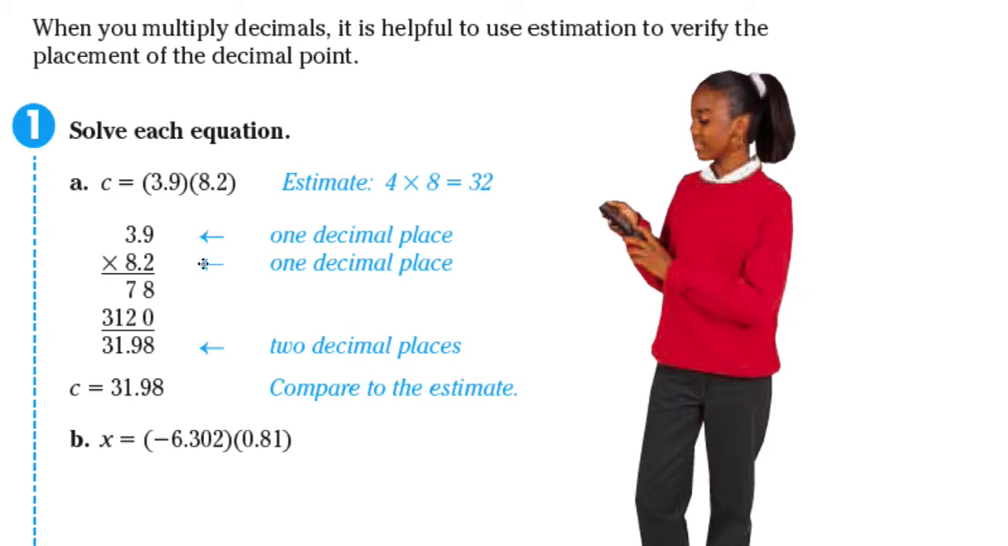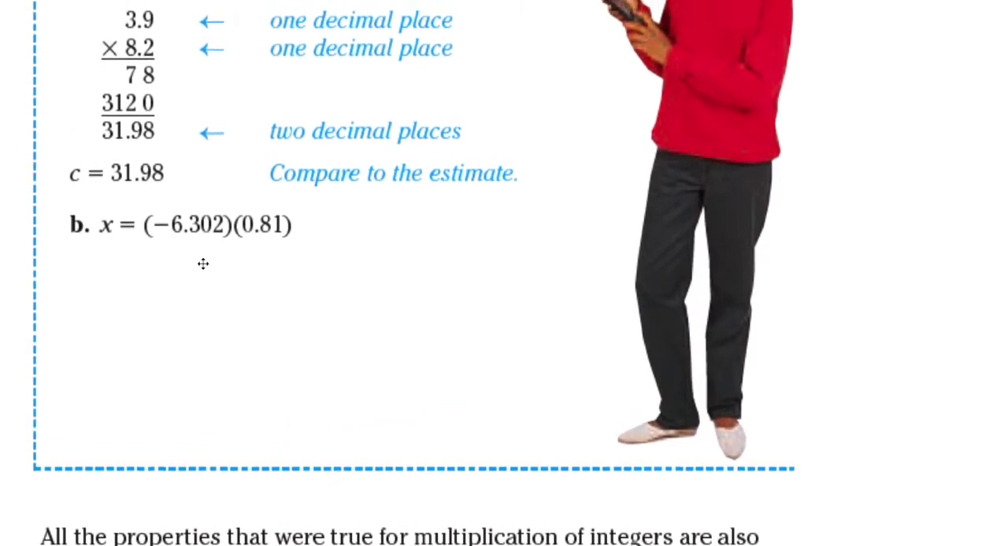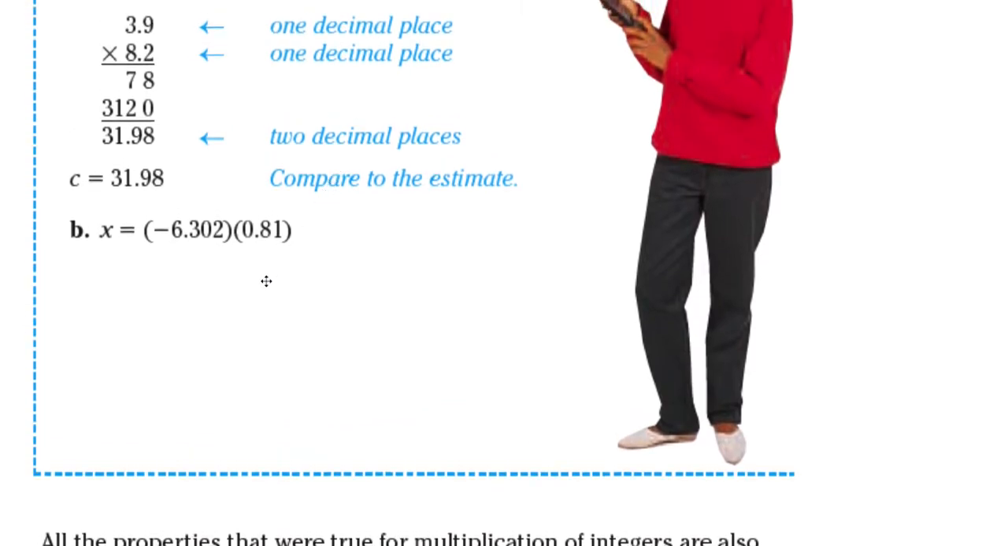Let's take a look at letter B. You have x equals negative 6.302 times 0.81. Let's estimate first. Before we do that, we know that a negative times a positive will always be a negative, so our estimate will have a negative answer. Negative 6.302 is close to negative 6 and 0.81 is close to 1. Our answer should be close to negative 6. We know that our product will be negative because we are multiplying a negative by a positive.